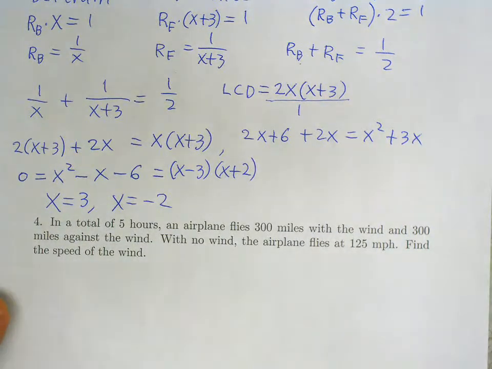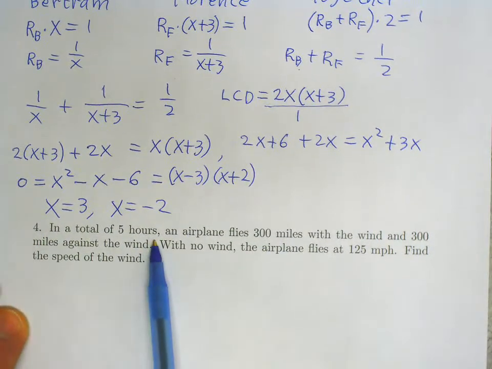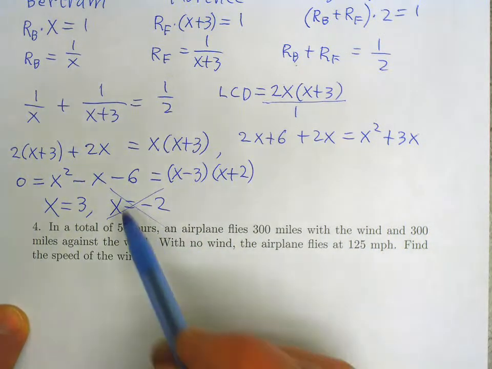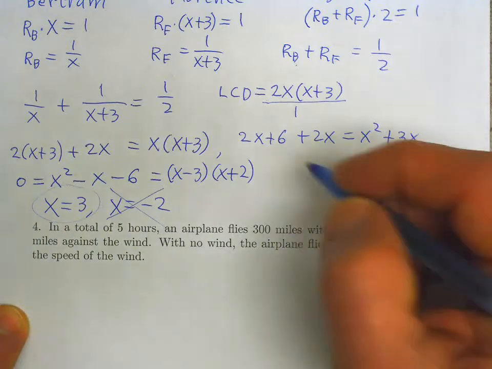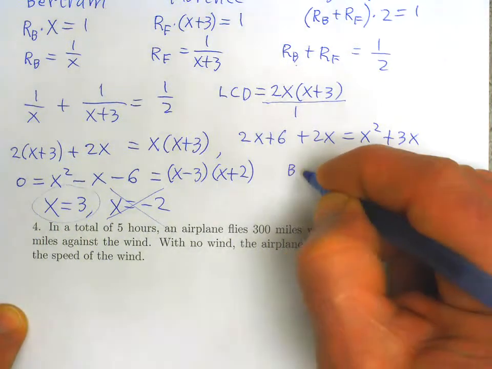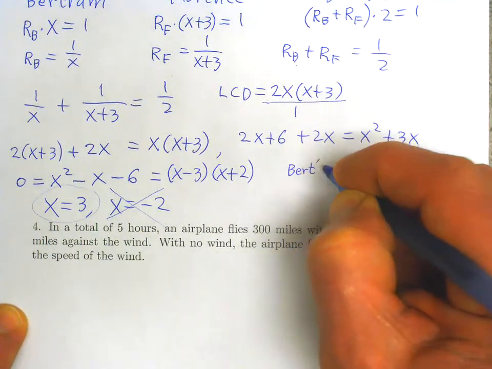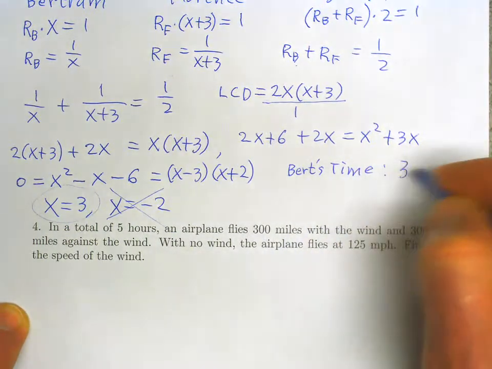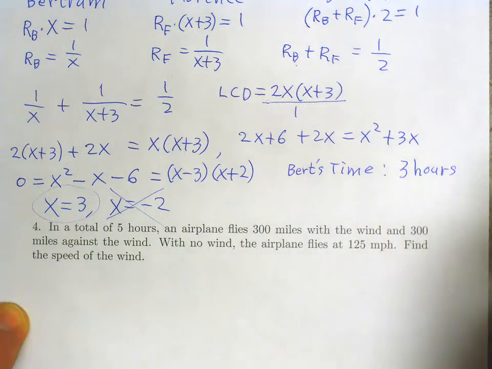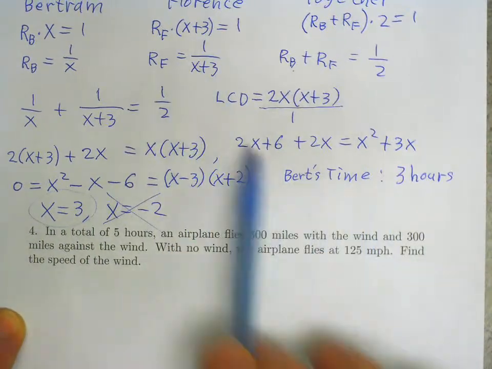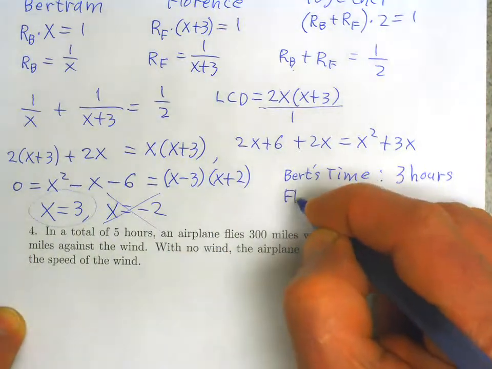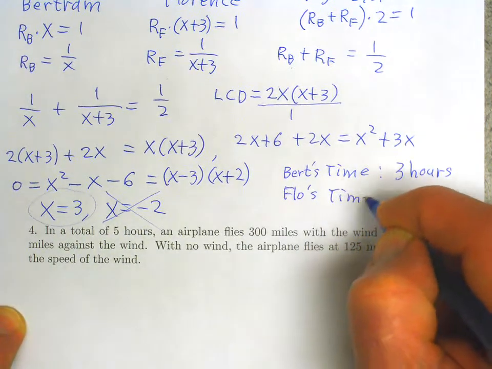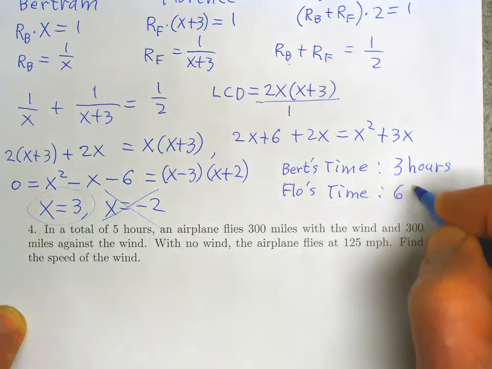Okay, but in the context of the problem, the negative solution doesn't make sense. So x equals 3, that means Bertram's time, I'll just say Bert's time, is 3 hours to do the job by himself. Florence takes 3 hours longer, so I'll just refer to her as Flo. Flo's time is 3 plus 3, or 6 hours.